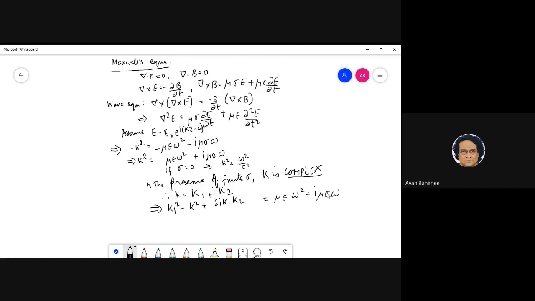In the case of dielectrics, we assume that sigma is zero, so there is no conductivity, right? And so, from there you can also understand that in the theory we did there, we can argue physically that there is no absorption from here itself.